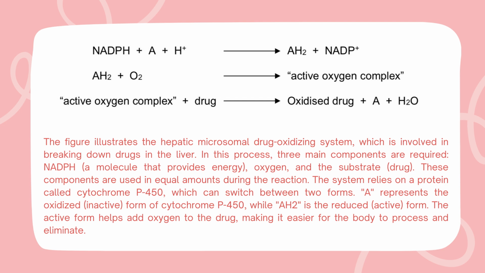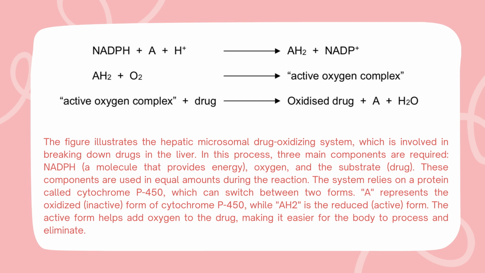Here, we see an illustration of the hepatic microsomal drug oxidizing system, which is vital for drug metabolism in the liver. This system requires three main components to function. Number 1, NADPH. It provides the necessary energy for the reaction. Number 2, oxygen. This is essential for the oxidation process. And number 3, the substrate or the drug. This is a compound that undergoes oxidation.